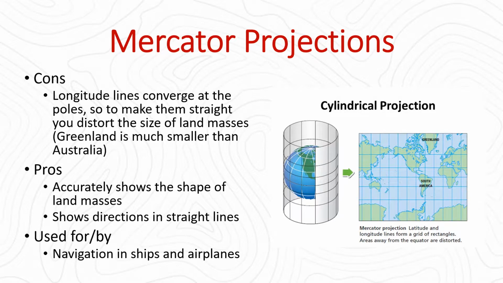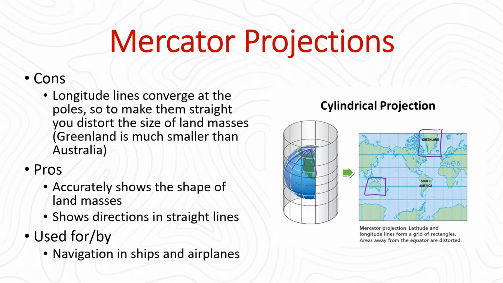So what are the pros and cons of this Mercator projection? Well, the bad thing about it, as I said, is that the longitude lines aren't going to be accurate. Normally they all curve inward to meet at the poles like they are here on this globe, but this type of projection can't show that, so we're going to distort the size of our land masses. Greenland is actually much, much smaller than Australia, but you wouldn't be able to tell that by looking at this map. So you're going to have issues with things looking too big or too small compared to other things.